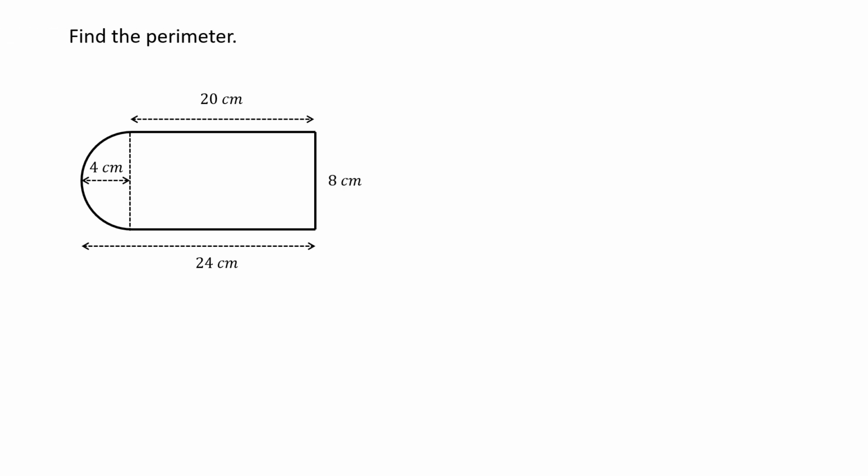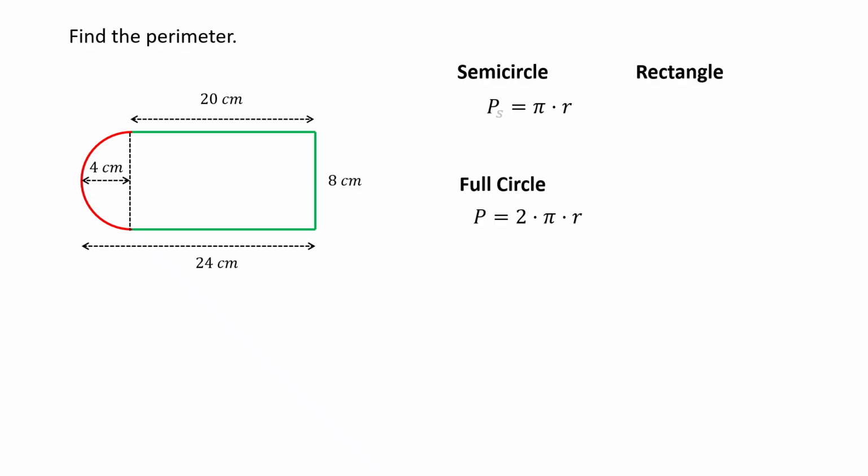Now let's find the perimeter of the same shape. We'll break it into a semicircle and a rectangle as before. If we had a full circle, its perimeter, or circumference, would be 2 times pi times r. But since we only have a semicircle, it would be half of 2 pi r, or just pi r. As we know, the radius is 4, and that gives us the perimeter of the semicircle.